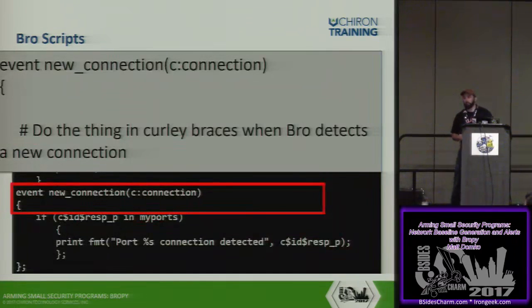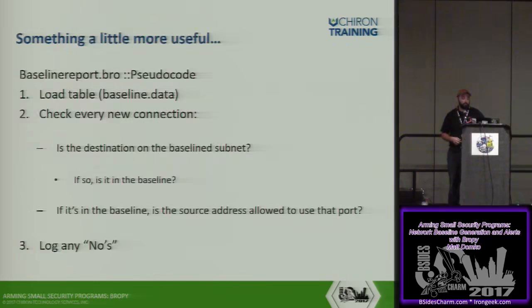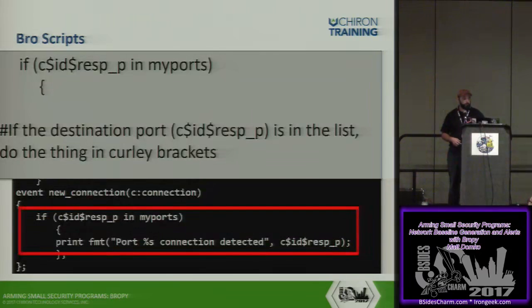After that, I said, okay, the next event that I want to track is new_connection. So every time a new connection is detected, I want Bro to do something for me. What do I want it to do? I want to check the destination port and see if it's in that list we created earlier. It's pretty simple, right? So if the destination port is in my list, I want to print an alert to the screen or do something. Those three things, an if statement, the ability to call a file or to call a list, that's what I'm doing as far as my Bro scripting goes.